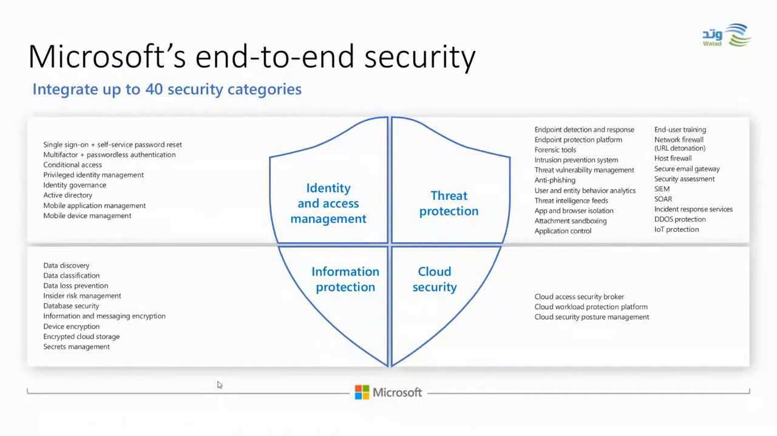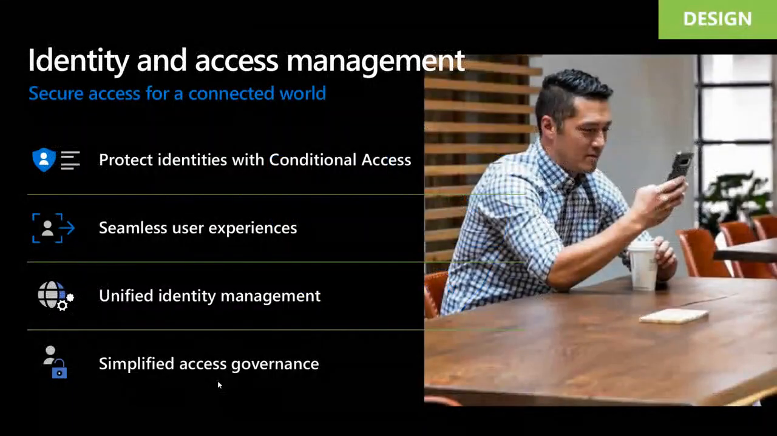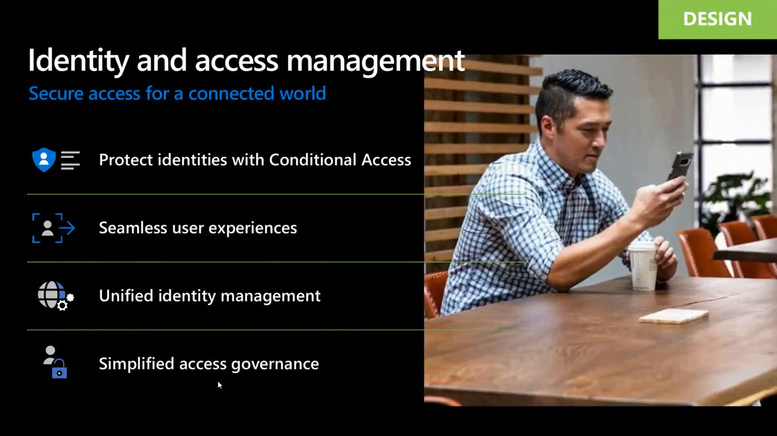Again, we're looking at identity and access management, threat protection, information protection, and cloud security. When we can understand where your threats are, where your data is, where your information is, we can put it in one of these categories and then provide the right security technologies to make sure that we keep your information secure. And so within identity and access management, these are the four different areas we're going to look at.